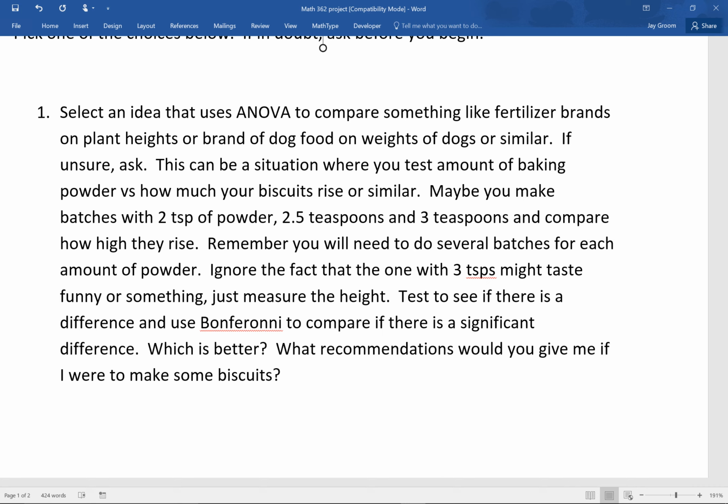It doesn't really rise any better after about 2.5. You've reached your peak, but then it starts to get funky on the taste at that point, right? The texture is a little weird. So just be aware of that. So you could do something like that. You could do any number of different things.